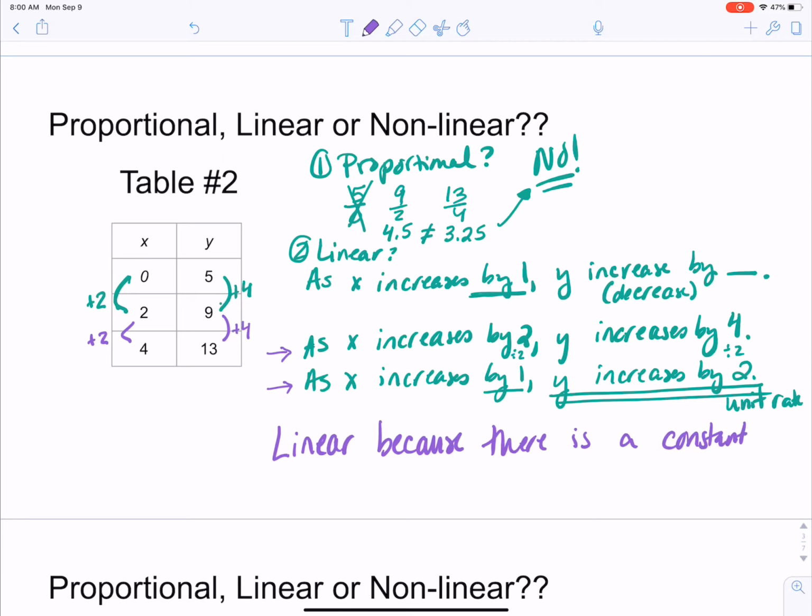Okay? And we're going to get more into the writing the equation part of that. Our unit rate is 2, and we do see where it starts. And so one of the next things that we're going to work on is actually writing the equation for that line. But right now we're just looking for linear, proportional, or nonlinear, and this one is linear.